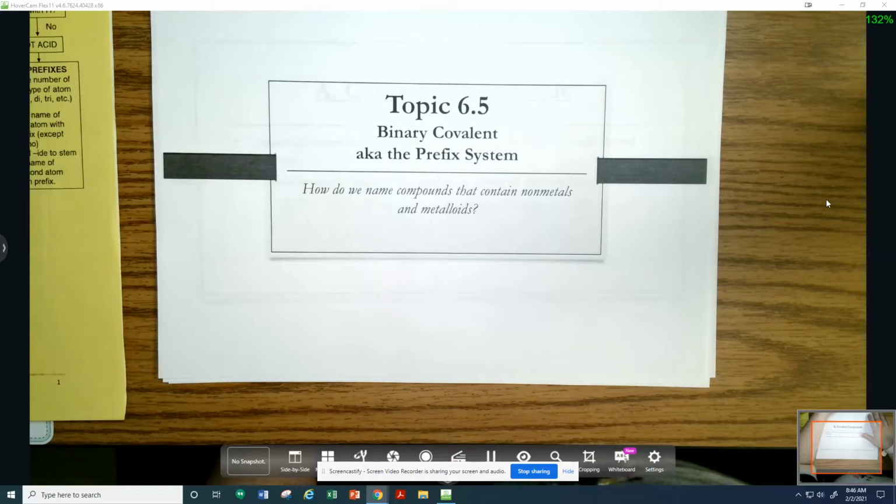Hi guys, welcome to topic 6.5, which is the binary covalent system. So we're going back to things that are made out of two elements, and we're getting away from binary ionic and into covalent, and I'll distinguish that here in a moment.